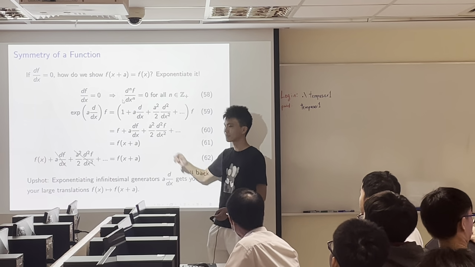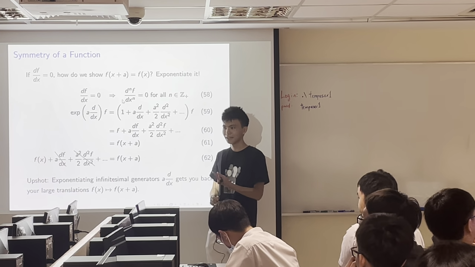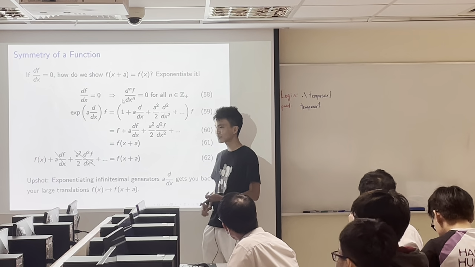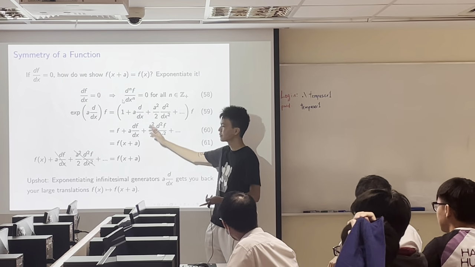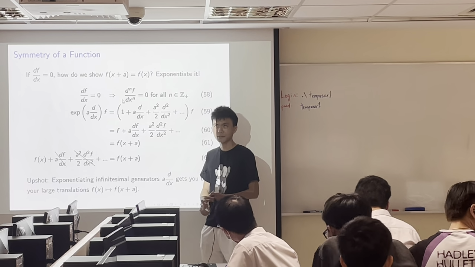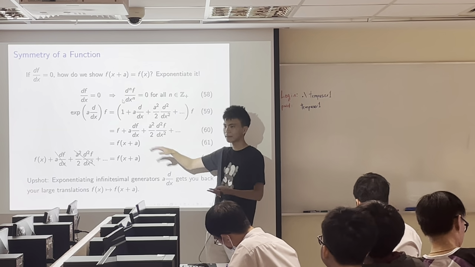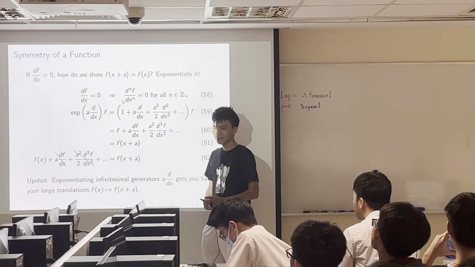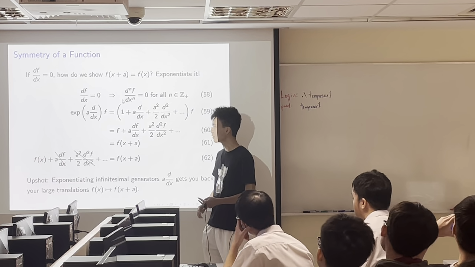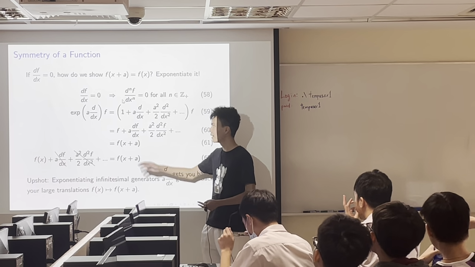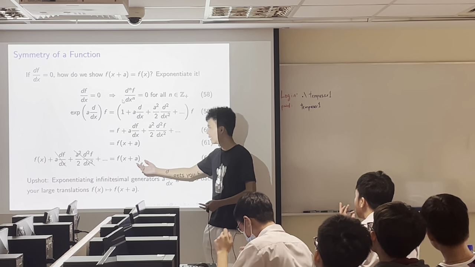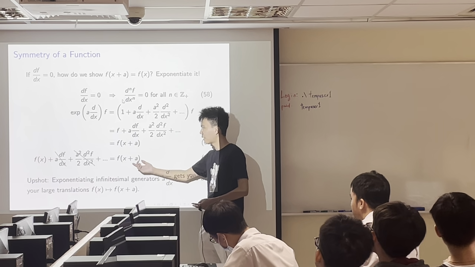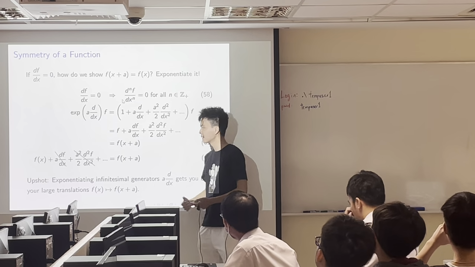So the exponential has different layers of abstraction. You guys learn exponential in primary school as repeated multiplication. Right? Then you guys learn exponentiation in JC to be Taylor expansion. Right? And what you guys will learn in uni will be that the exponential is the map that takes generators of a symmetry to large symmetry objects, large symmetry translations. Okay?